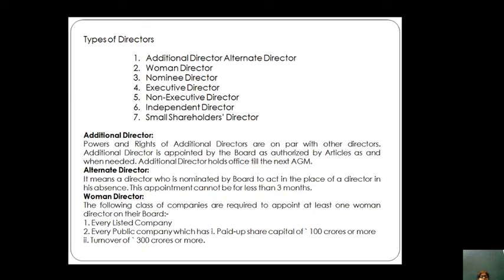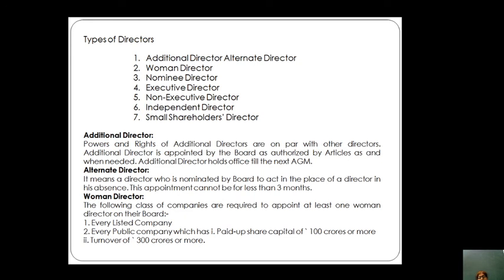Correct? Alternate director. It means a director who is nominated by the board to act in place of a director in his absence. Alternate means if the person is going on leave for 1 month, then it is not that the company will suffer for 1 hour, but they may appoint an alternate director in his or her place. But again, the appointment cannot be for less than 3 months.